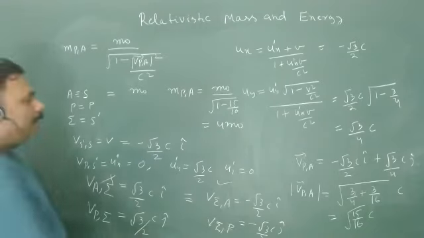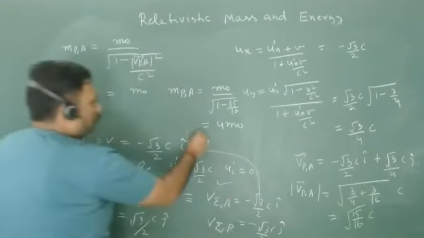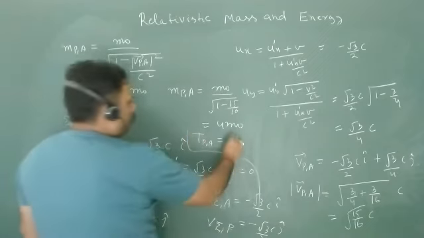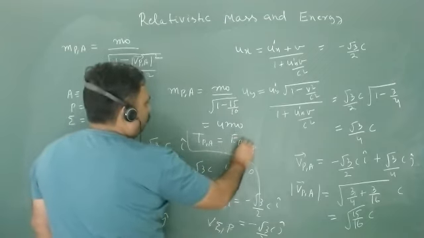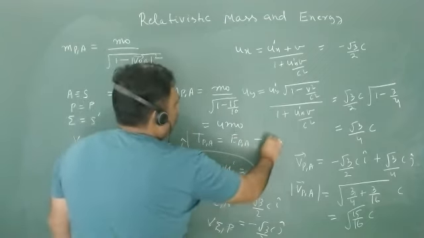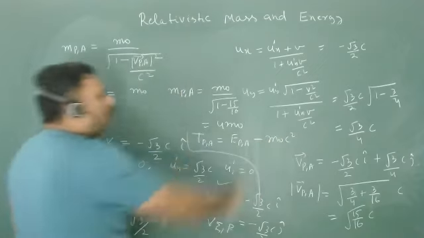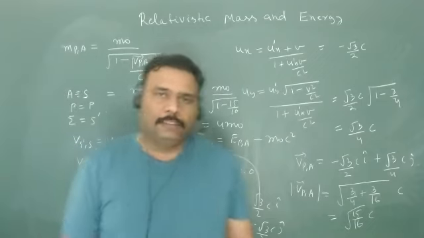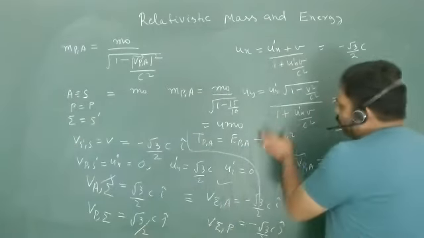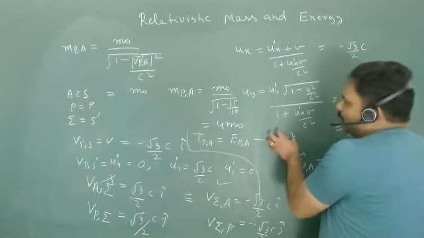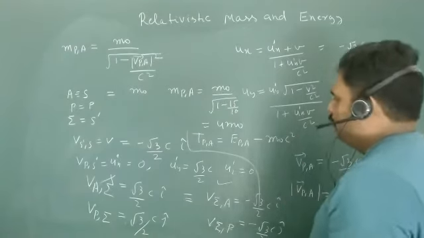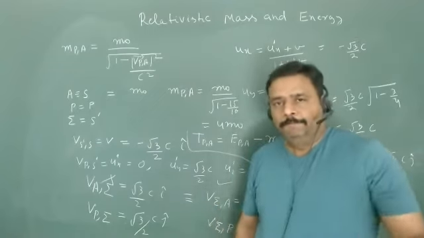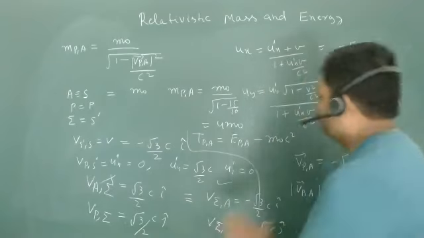And what will be your kinetic energy? The kinetic energy of the particle with respect to A is equal to the total energy of the particle with respect to A minus m naught c square. Always take the same thing. Rest mass energy is uniquely defined, so you have to take this in every reference frame. This rest mass energy is always the same. We will also see the invariance of this rest mass at the end of our class, that invariant law.